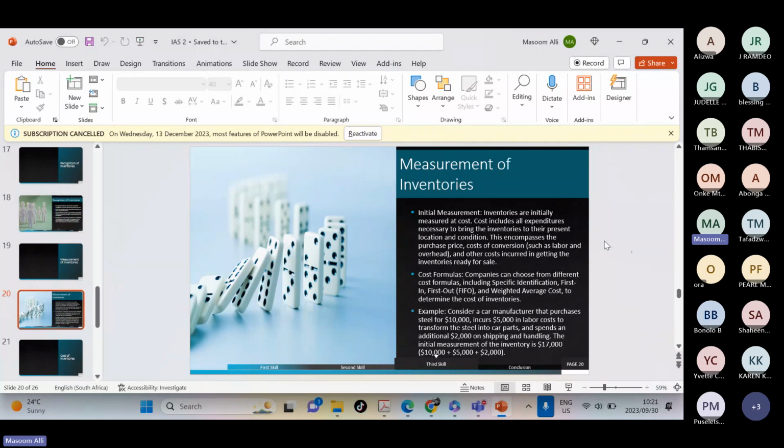The cars are completely different. The values are completely different. They're not even manufactured in the same way. So those kinds of things would stand out. So if you have inventories which are like that, and the nature is like that, then the standard requires you to apply your specific identification method. If not, then you have a choice of FIFO or weighted average.